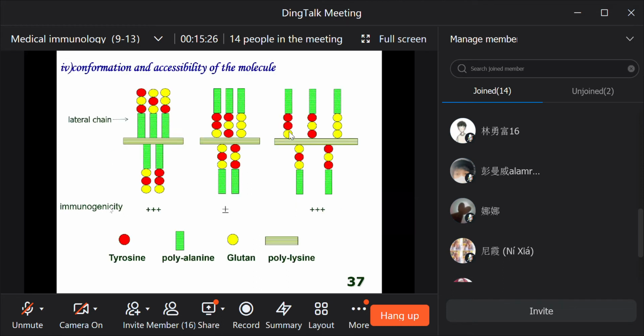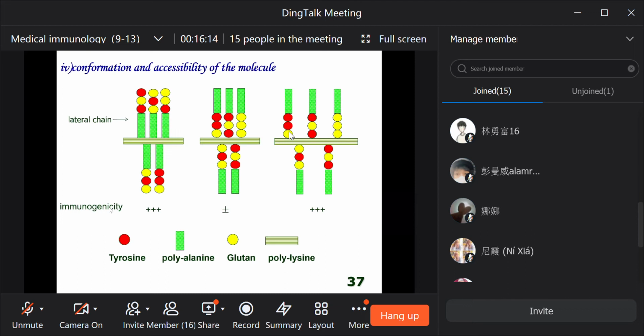And more than that, the conformation and accessibility of the molecule is also a very important part for the immune response capability, because we can see the diagram shows that three substances share a similar structure, but they also have distinctions from each other.